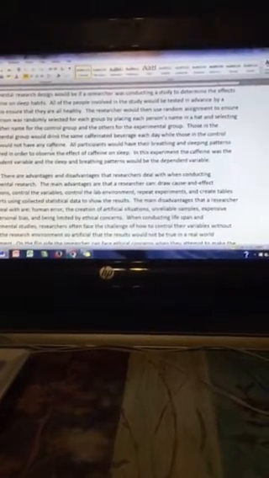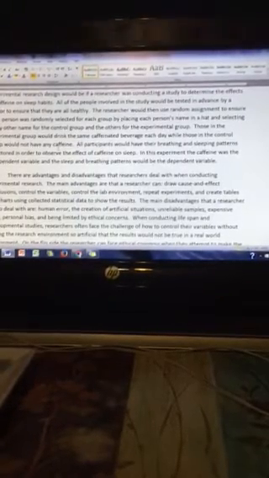Those in the experimental group would drink the same caffeinated beverages each day, while those in the control group would not have caffeine. All participants would have their breathing and sleeping patterns monitored in order to observe the effects of caffeine on sleep. In this experiment, the caffeine was the independent variable, and the sleep and breathing patterns would be the dependent variable.